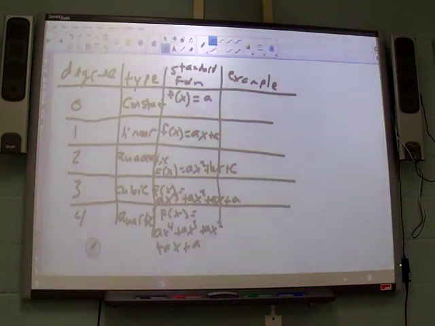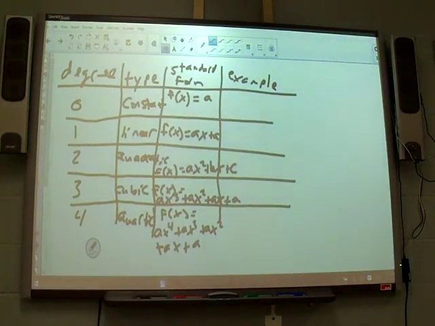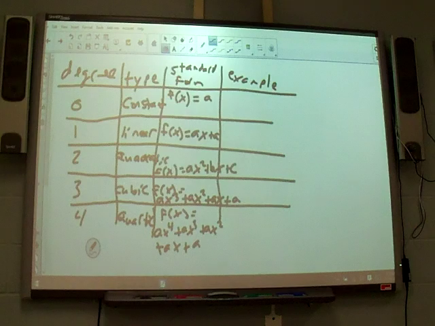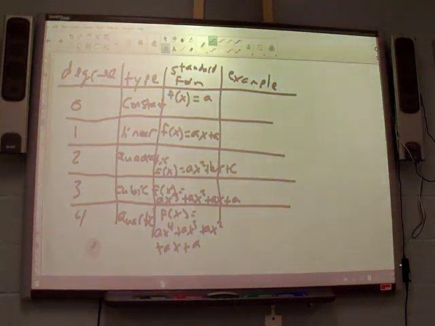On the degree 1 thingy, linear, in the standard form, ax plus a. This book likes a's for whatever reason. It just means any number.